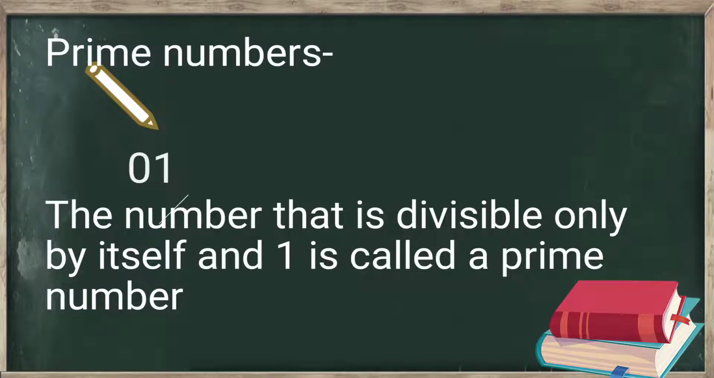Example: 2 is not divided by any other number, it is divided by itself and 1. 3 is also a prime number, it is not divided by any other number, it is divided by itself and 1. So, these types of numbers which are not divisible by any other number, they are divisible by itself and 1, are called prime numbers.